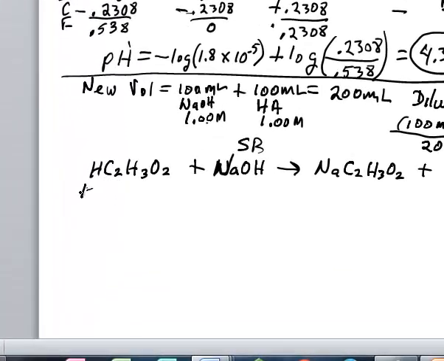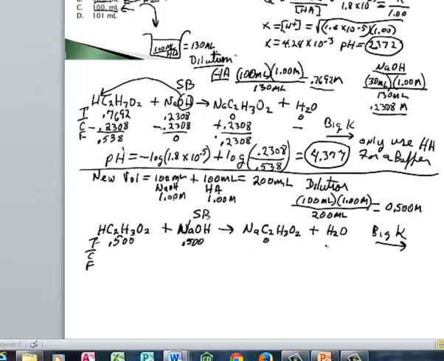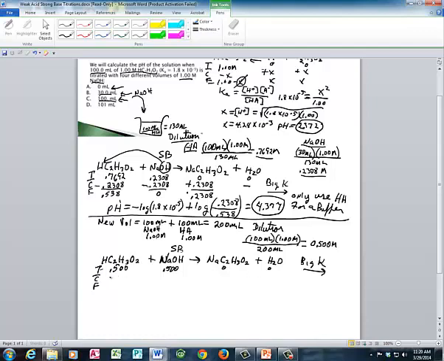So it's an ICF table. I have 0.5 molar concentration of acetic acid, 0.5 molar concentration of sodium hydroxide. I don't start out with any products, but this reaction is going all the way. So it's minus 0.500, minus 0.500, and plus 0.500. All right, so after everything is reacted, what do I have left?